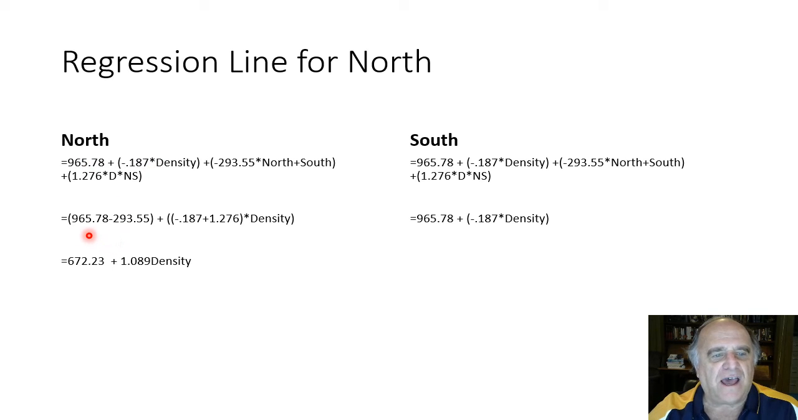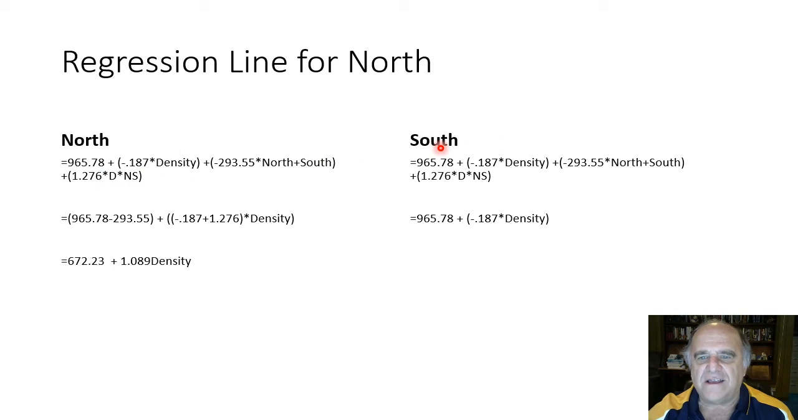We can say for the north, our intercept or our constant is now 965.78 minus 293.55, which equals 672.23. And then that's going to be plus a negative 0.187 plus 1.276 times density, which is 1.089 times density. Because again, north-south was a 1. So when you multiply by a 1, it's just the number.